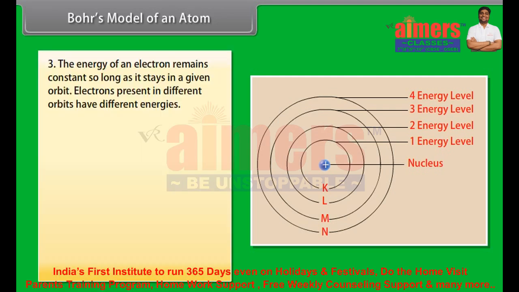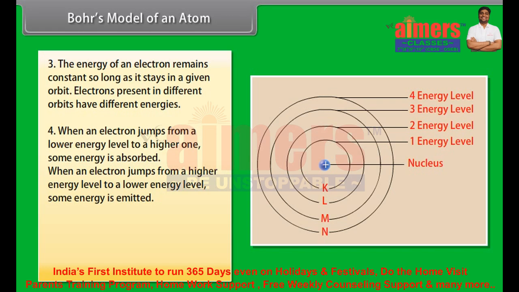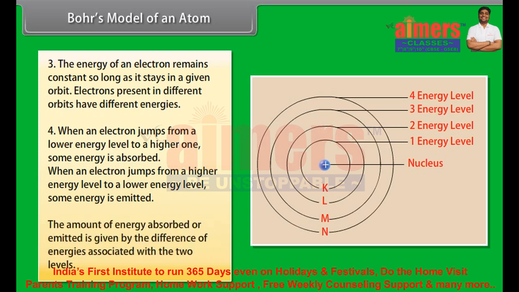The energy of an electron remains constant so long as it stays in a given orbit. Electrons present in different orbits have different energies. 4. When an electron jumps from a lower energy level to a higher one, some energy is absorbed. When an electron jumps from a higher energy level to a lower energy level, some energy is emitted. The amount of energy absorbed or emitted is given by the difference of energies associated with the two levels.